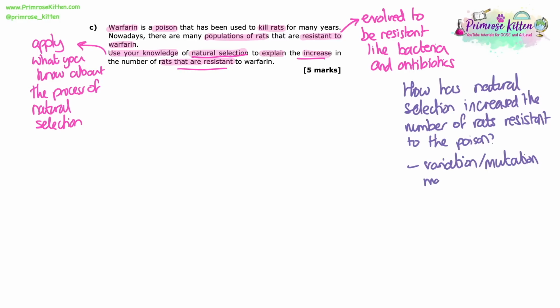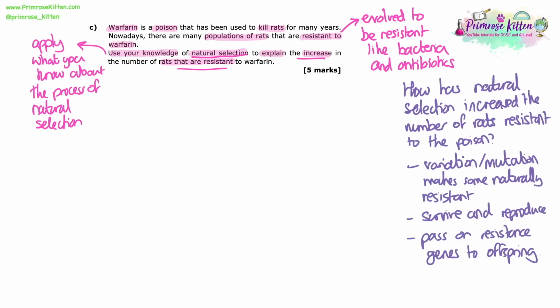So briefly, I'd write myself out a few bullet points just to remember the main steps of natural selection. So there's variation or mutation in the population, which makes some of them naturally resistant. These ones are going to survive and reproduce. They're going to be able to pass on that resistance gene, or whatever it is, the genetics that they have that allows them to be resistant, to their offspring. And then that repeats over many generations until we get large populations of rats that are resistant.